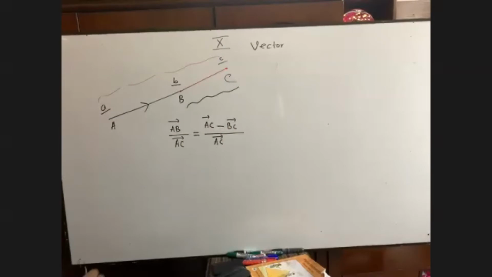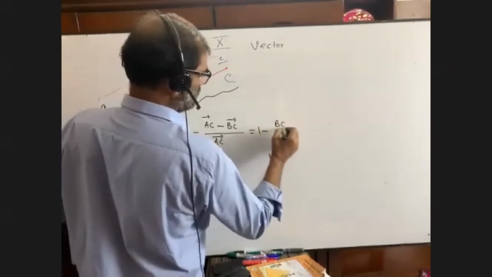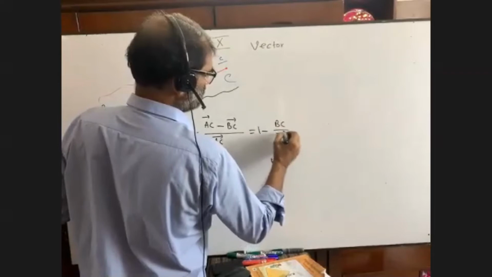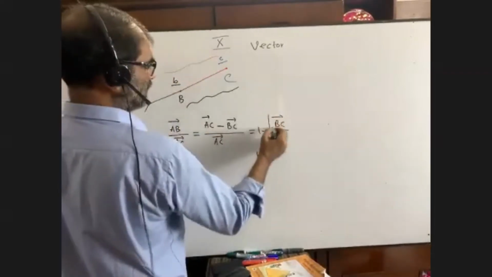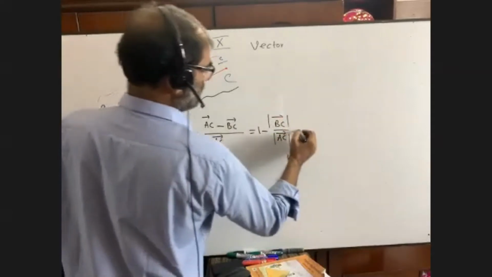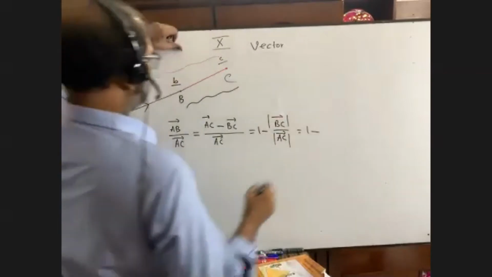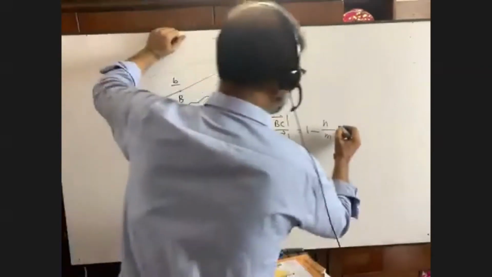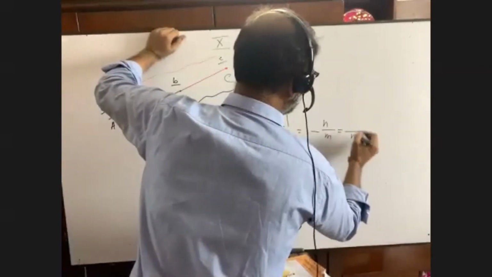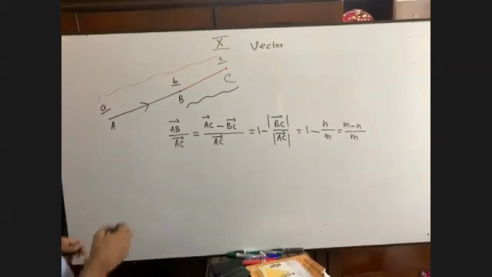AB by AC equals AC minus BC by AC. Now we are getting here 1 minus BC by AC. Okay. Now we can give here absolute value sign. So as I'm going to put the value, BC equals to N and AC equals to M. Now it's okay. That is M minus N.